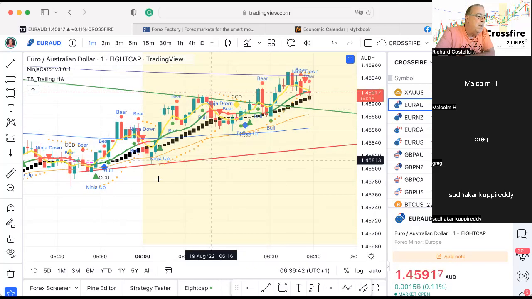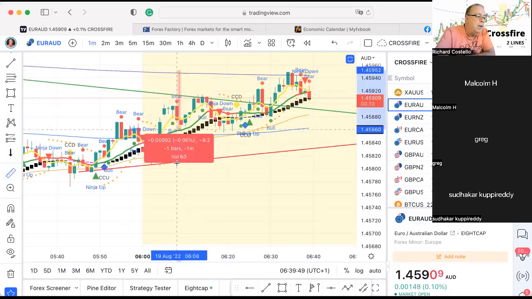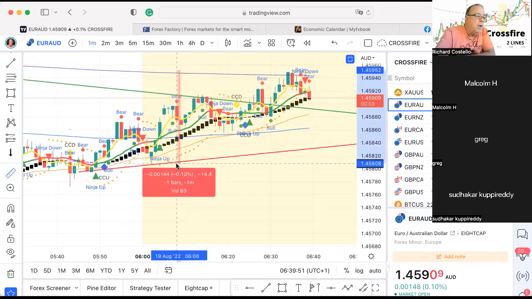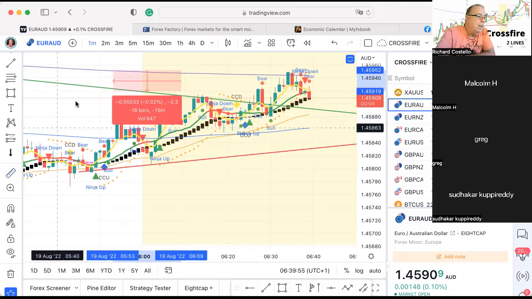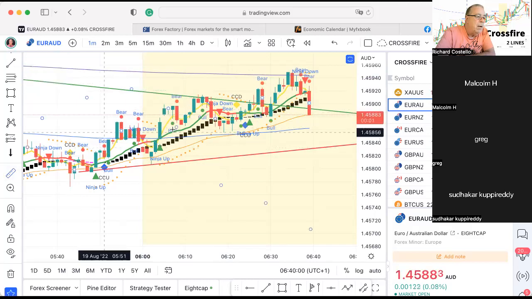Now we're on the 1 minute, so we're looking at different values, if you like. So it went up to about that point, but it started down there. So that was 14 pips, and that was in minutes. How many minutes was that?